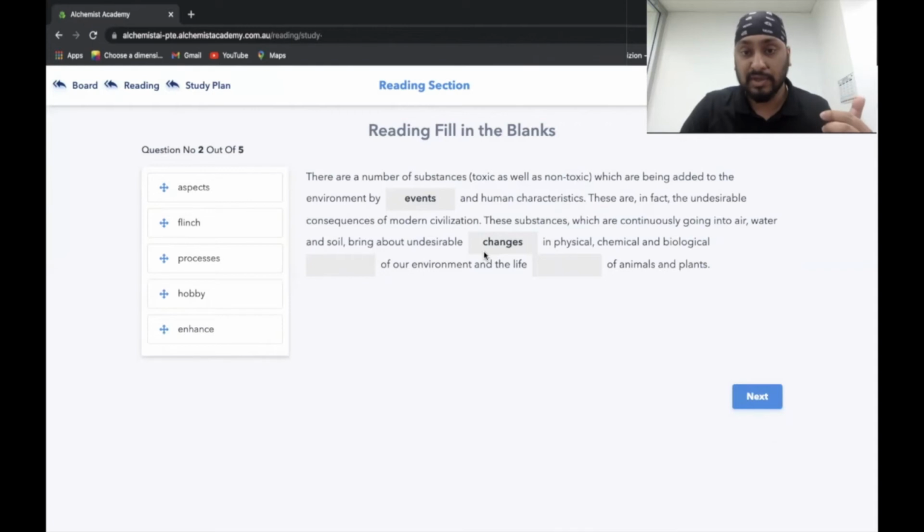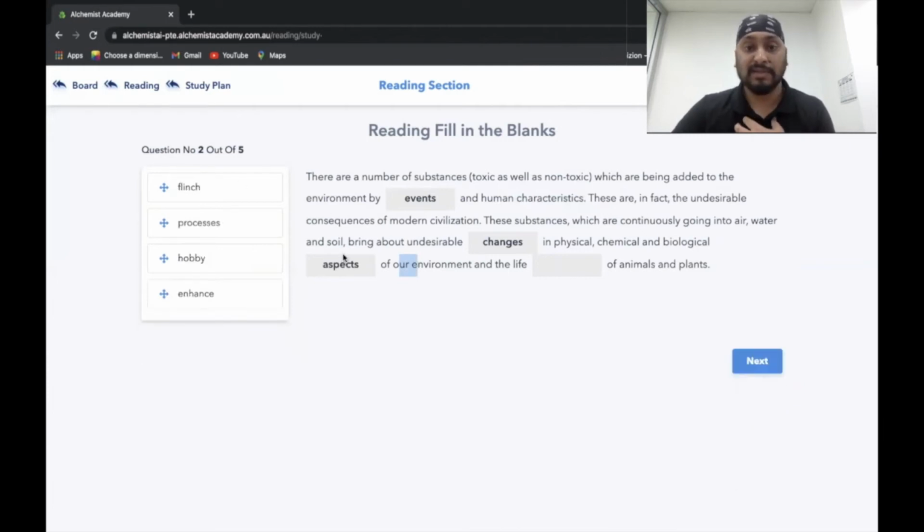If you think about the collocation, the change is always in something, in physical, chemical, biological, dash of our environment. Physical, chemical, biological, all of these are adjectives. So this should be a noun as well. So again, the noun is aspects or processes. So you can have a physical process, you can have a chemical process, you can have a biological process, but not in our environment. So we've got features in our environment. So I would probably put the word aspects.